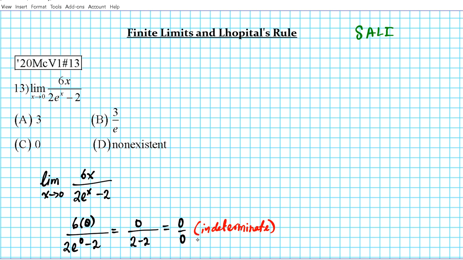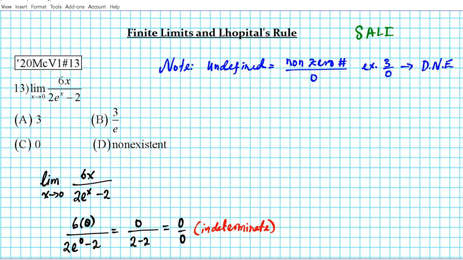There are other ones you come across in Calculus 2 and beyond. For AP Calc, this is one you come across. But undefined, let's put a side note here. You want to note that undefined is where you have a non-zero number divided by 0. For example, you have 3 over 0. In cases like this, the limit does not exist, D and E. Alrighty, so this is not undefined, it's indeterminate.